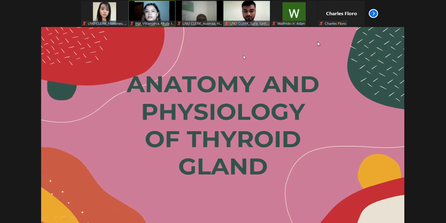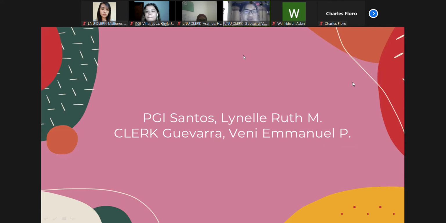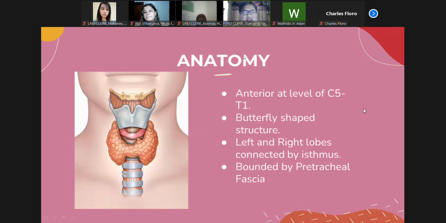Good afternoon, Doc. My name is Clerk Guevara, and let's start this reporting with the anatomy. Now, the thyroid gland is an endocrine structure located in the neck that plays a key role in regulating the metabolic rate of the body.